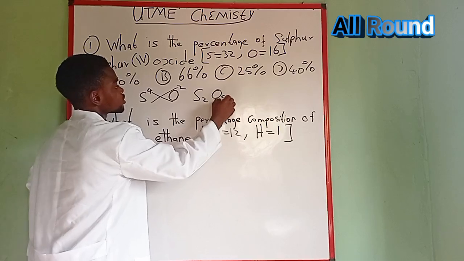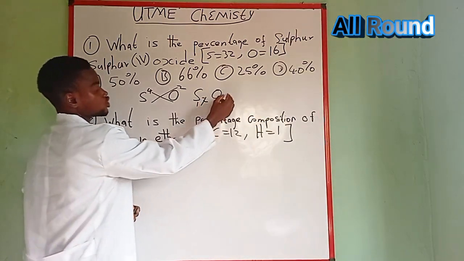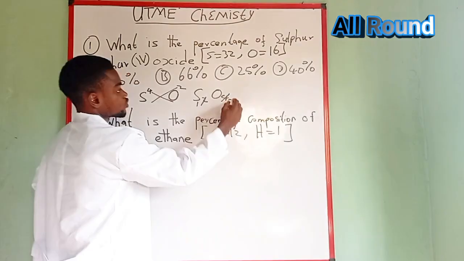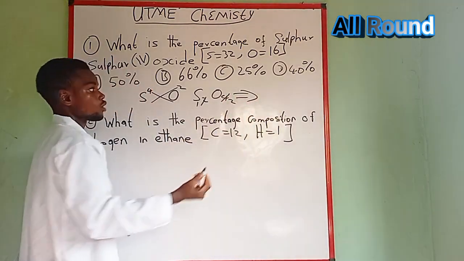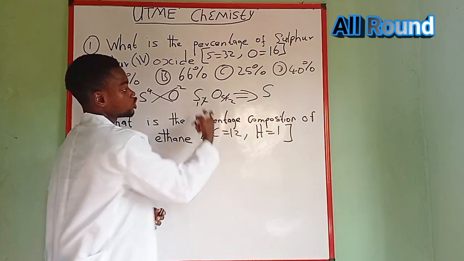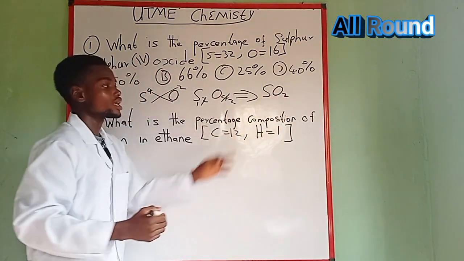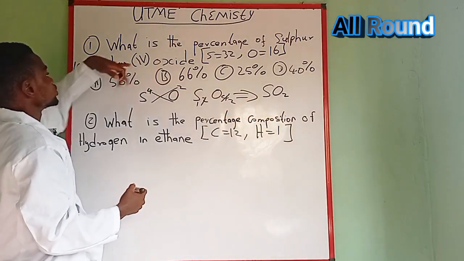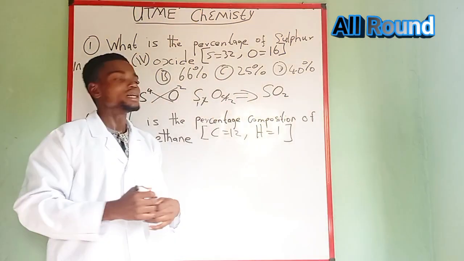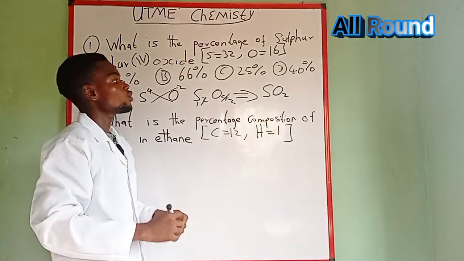We get S2O4. Because 2 can divide 2 to give 1, and 2 can divide 4 to give 2, the compound further reduces to S, with no need to put the 1, and O2. That is SO2, which we call sulfur(IV) oxide.